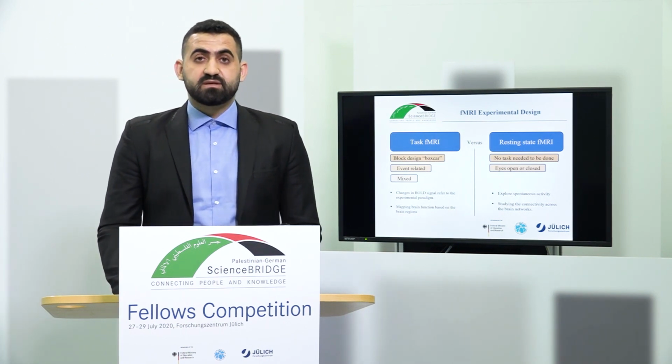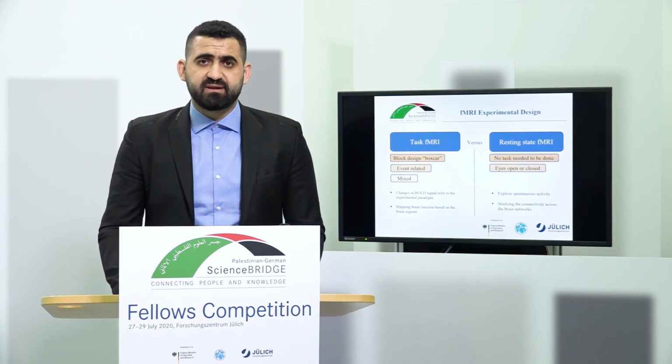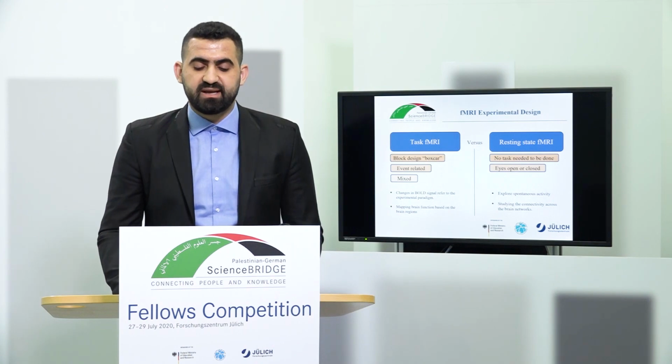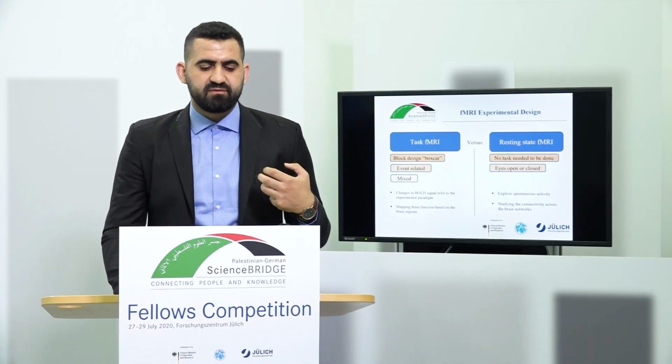Here I'm showing, so in fMRI we have two main different designs. The first one is the task fMRI, and the second one is resting state fMRI. So in the first one, it includes three different methods. The first one is a block design. In that design, we ask the subject to do some specific task for a period of time, then wait for some time, then repeat the task, and so on and so forth.